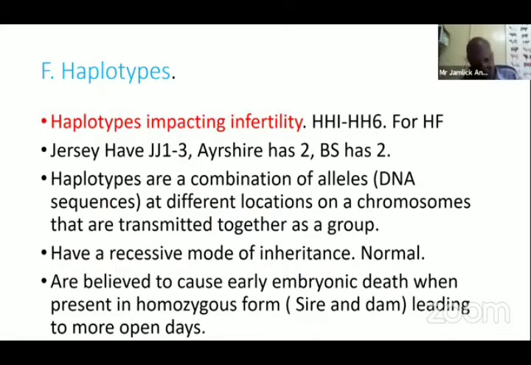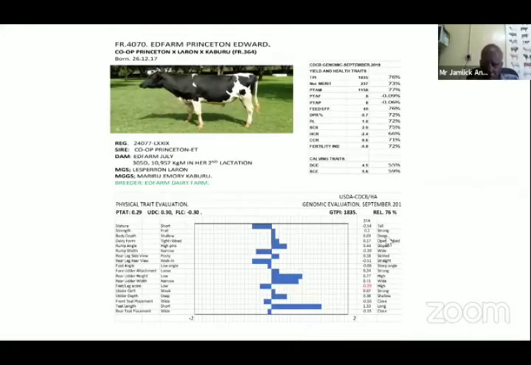Then you wonder, what happened? I thought this animal conceived. So they cause embryonic death, leading to more open days. And so you find that there's a lot of time wasting and so forth. So it's a big problem. Therefore, we shall now go to the bull catalog.